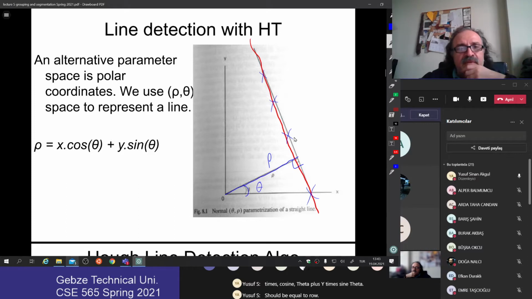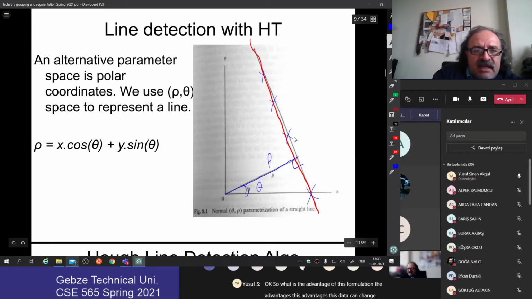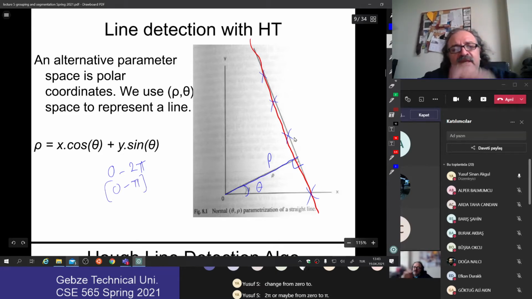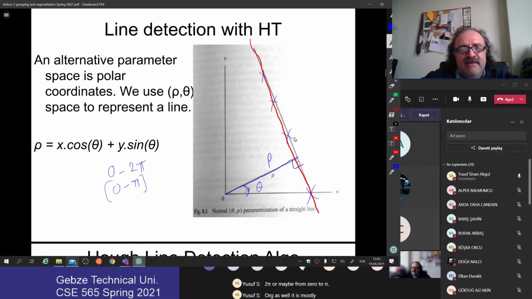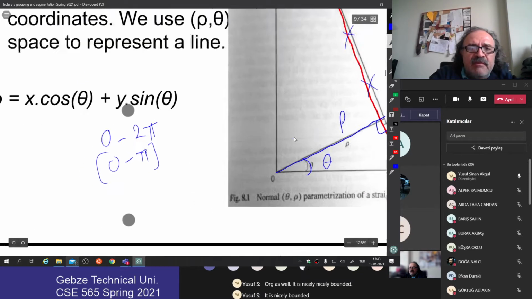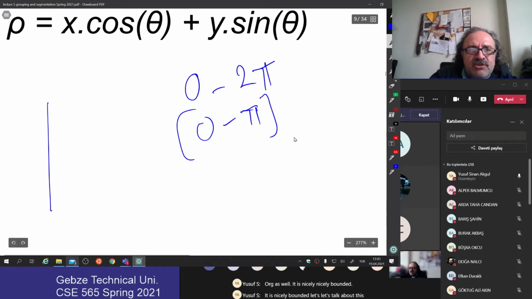So what is the advantage of this formulation? The advantage is this: theta can change from 0 to 2 pi, or maybe from 0 to pi. So it is nicely bounded. Let's talk about this on this image.